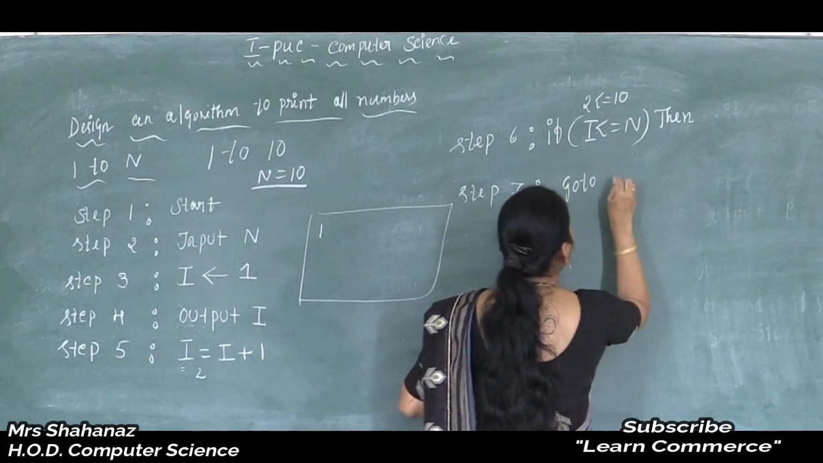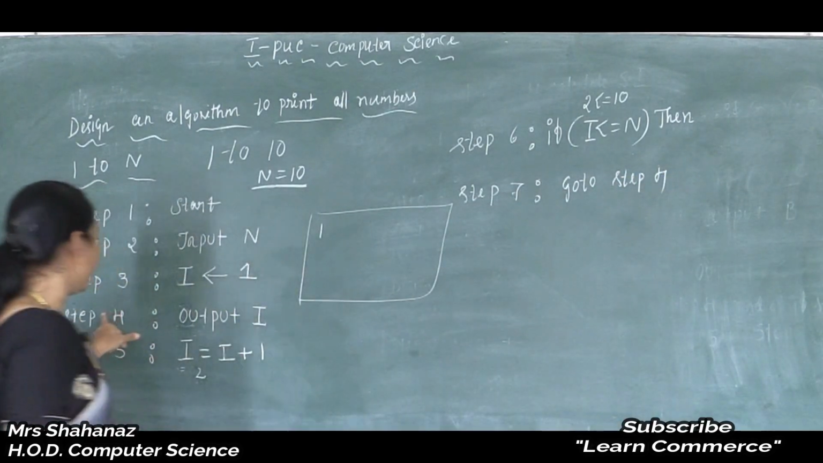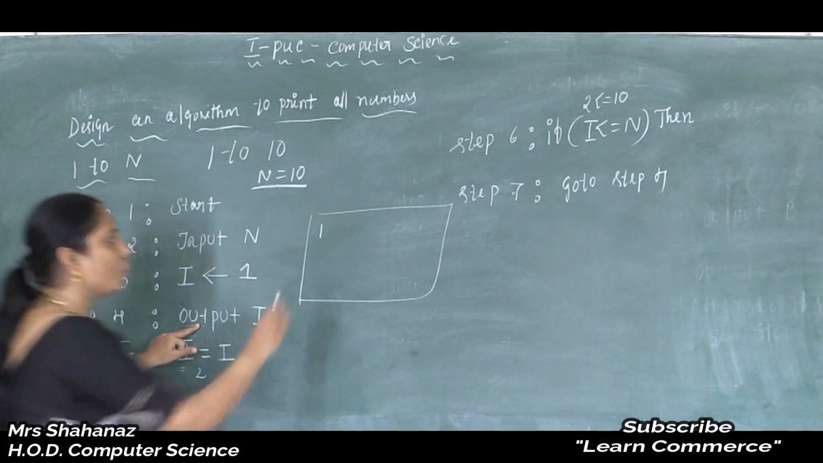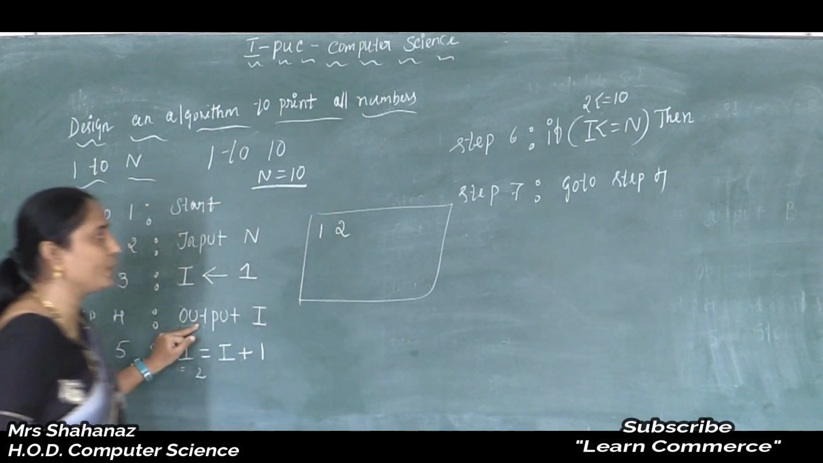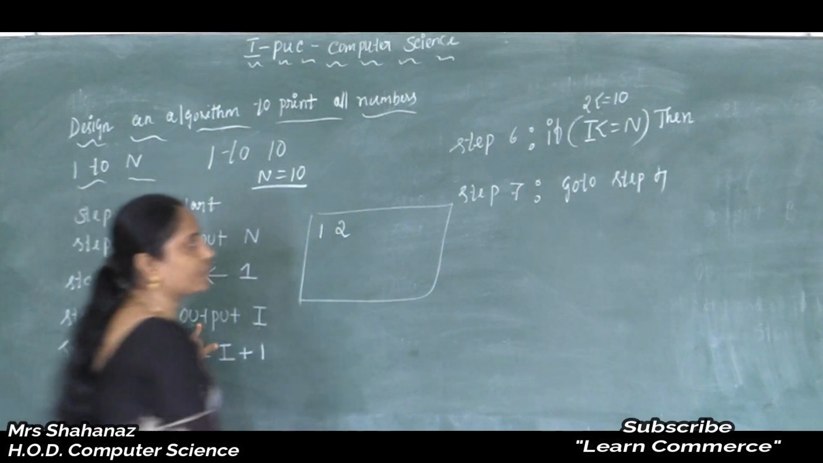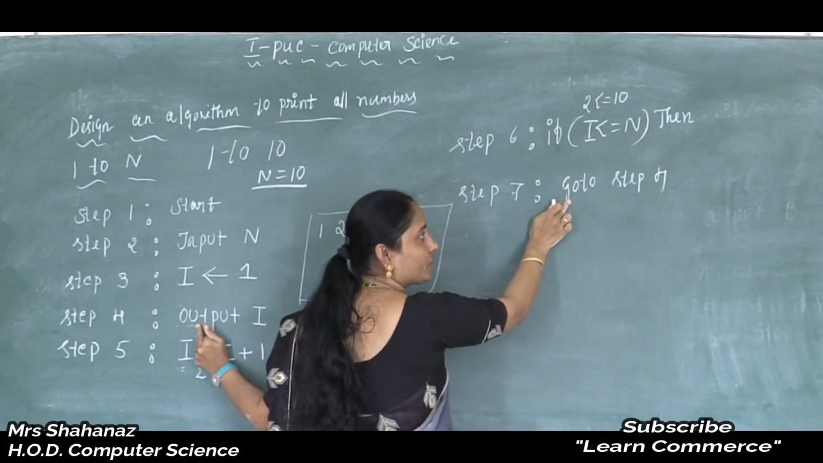Clear this point here? Go to step 4. So in step 4, what we wrote here is that it is going to print the value of the I. So the value is 2. That means it is going to print the value that is equal to 2 here. So clear this point here. If the condition is true, then go to step 4.